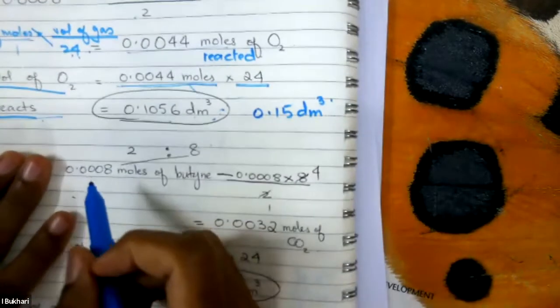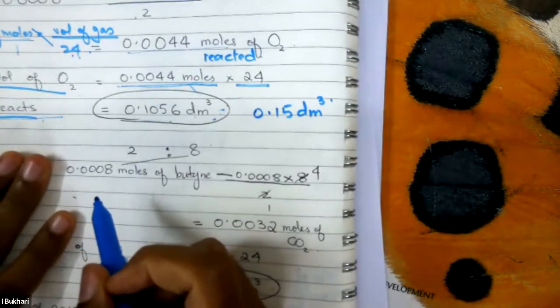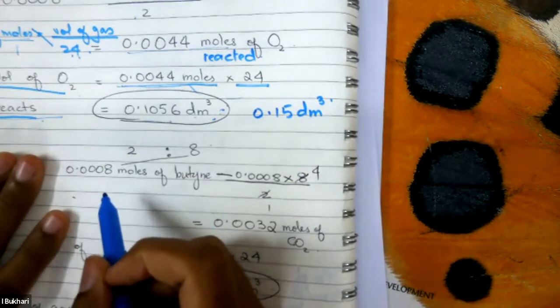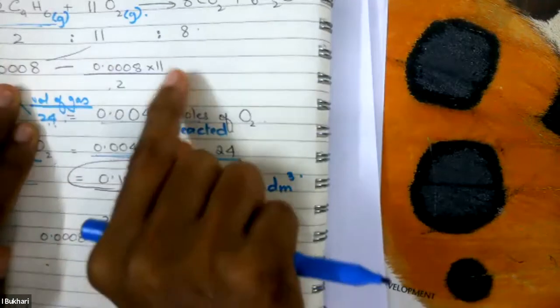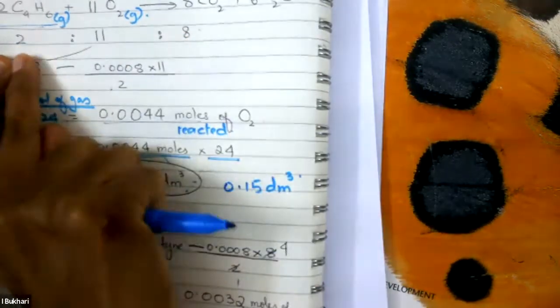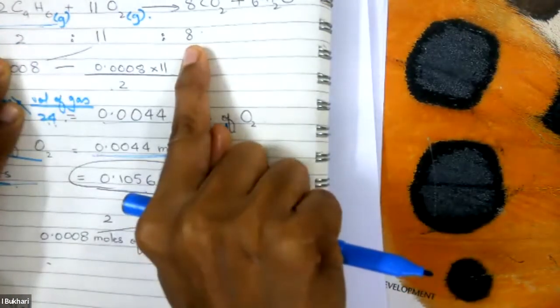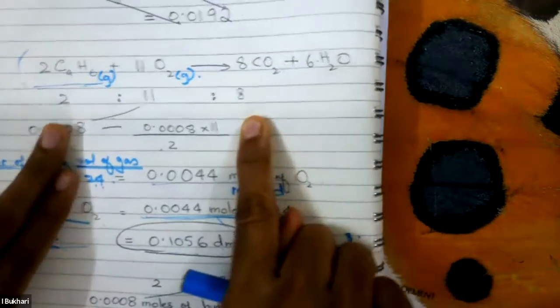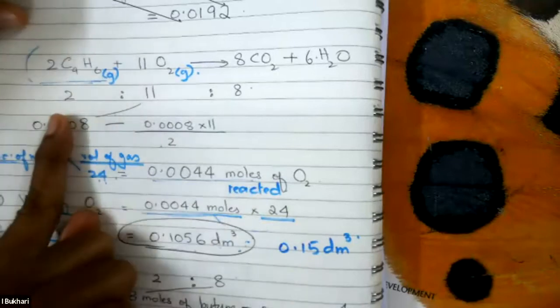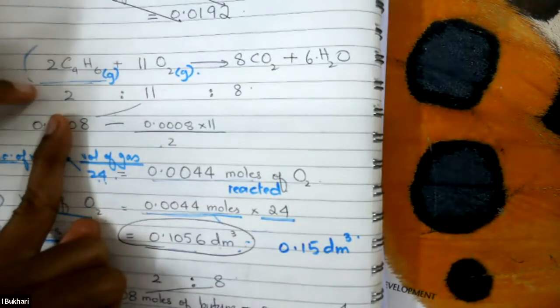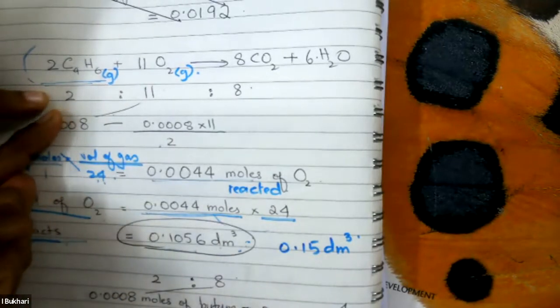Okay, part 2, what volume of carbon dioxide is produced? Now, we know the molar ratio, 2:8, right? According to the equation. We know the number of moles of butane. We have already calculated.